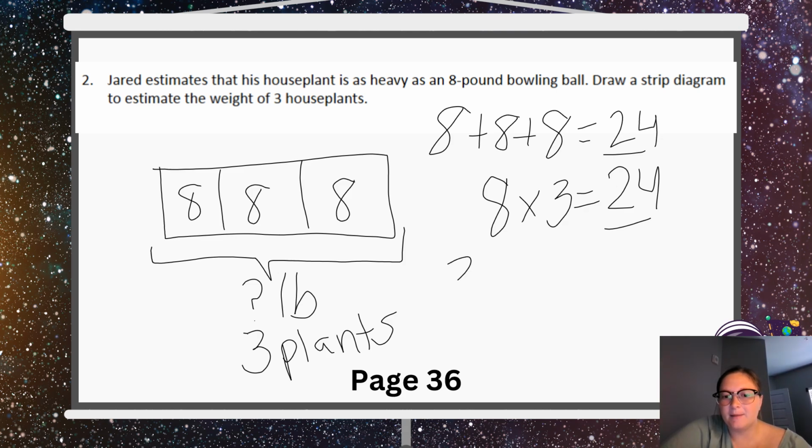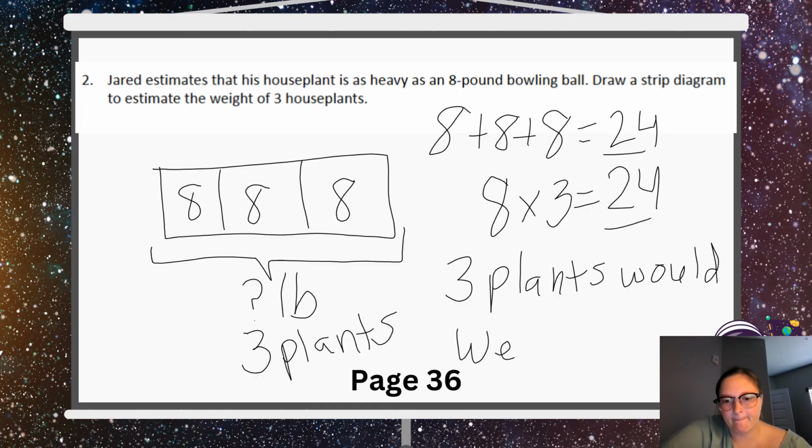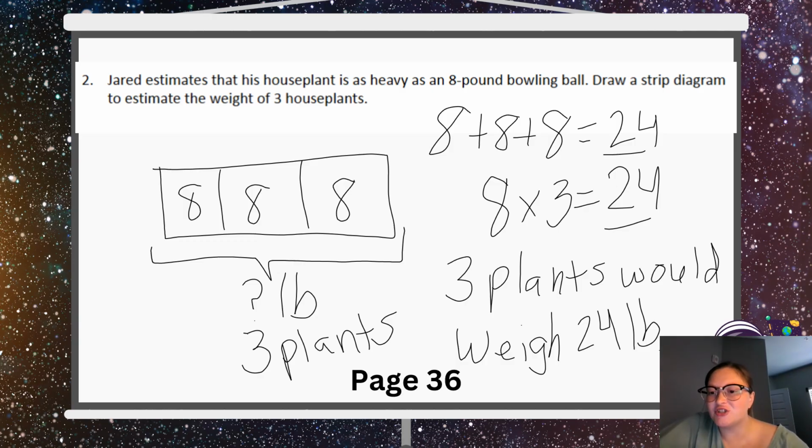So 3 plants would weigh 24 pounds. Don't forget your period. Good job. Let's try another one.